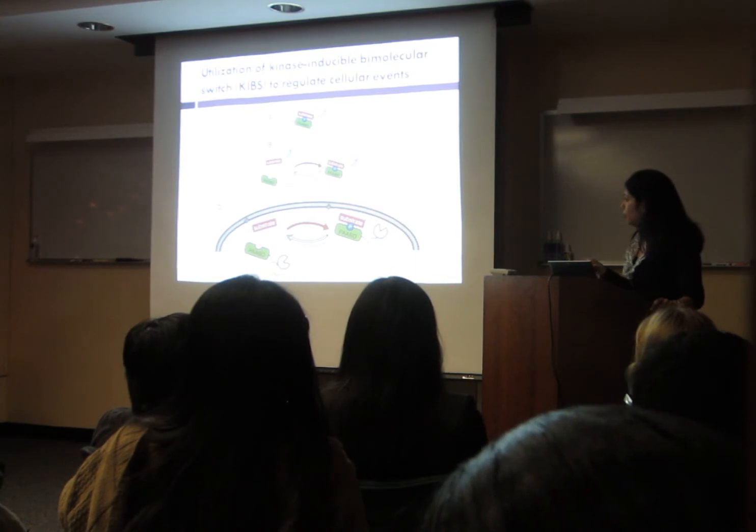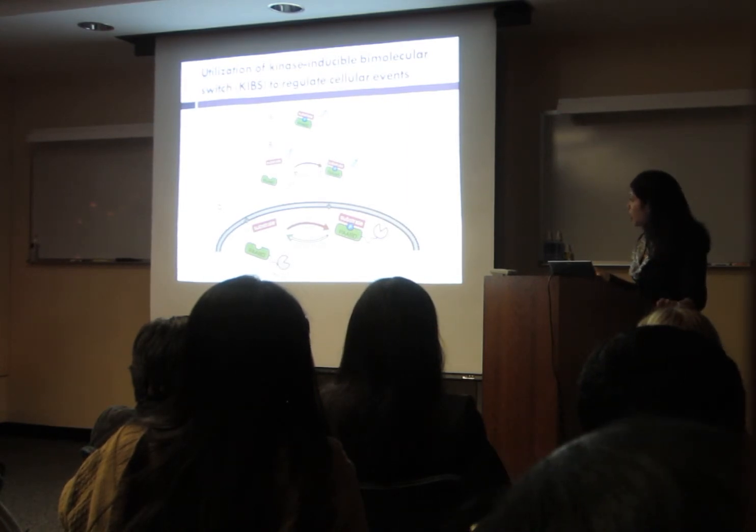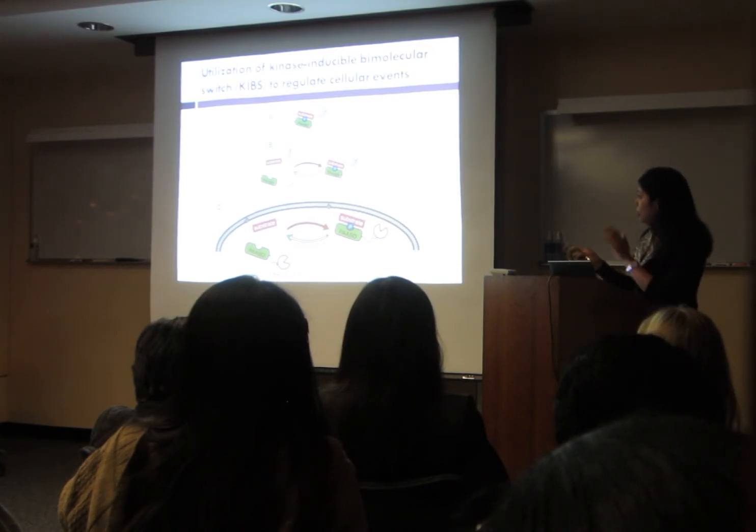To do so, we targeted the substrate part of the switch to the plasma membrane, and to the phosphoamino binding domain, we coupled an effector, some signaling molecule that served as the effector unit. And upon kinase activation, the phosphorylation will lead to the binding of the phosphoamino binding domain to the substrate, resulting in the localization of the signaling unit close to its substrates at the plasma membrane.